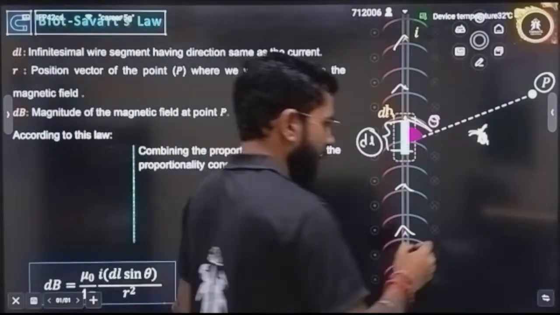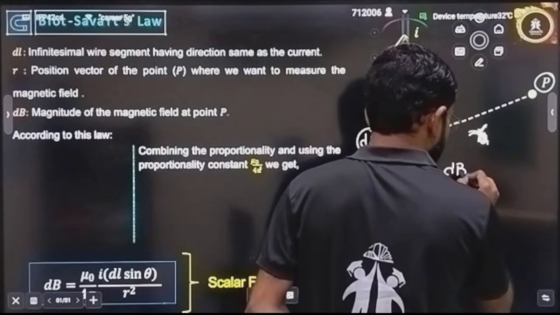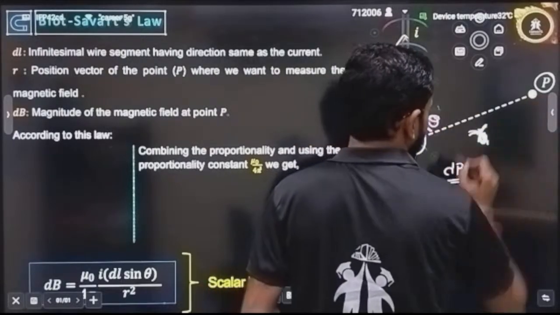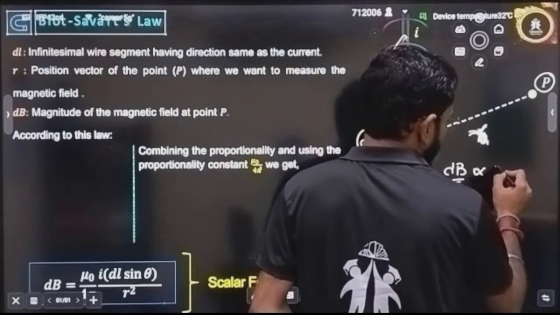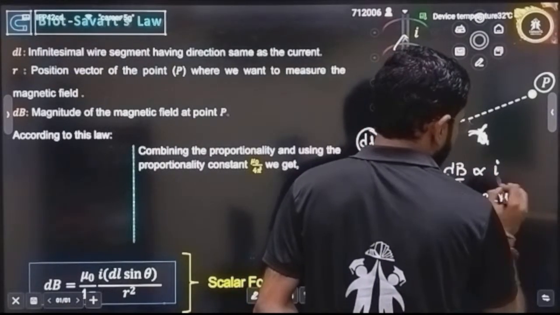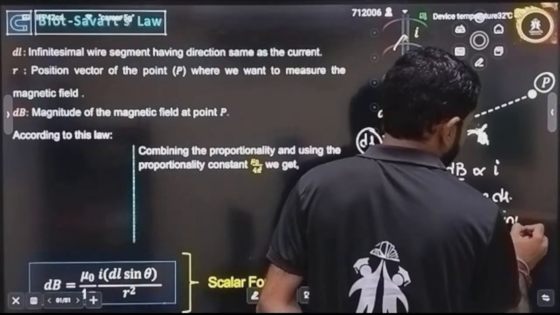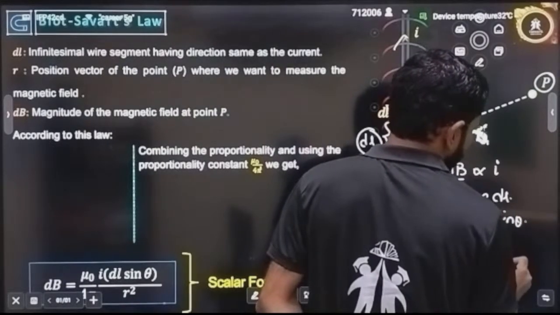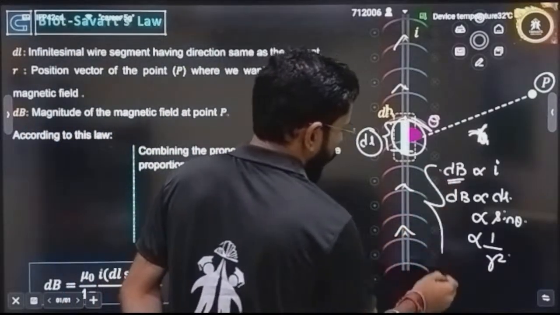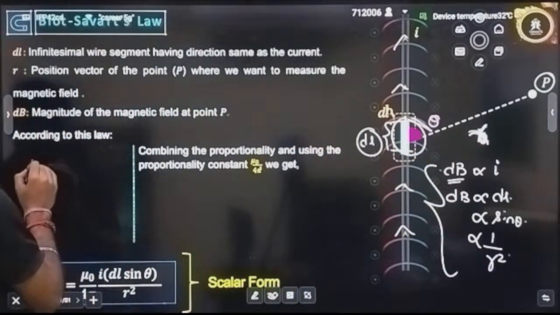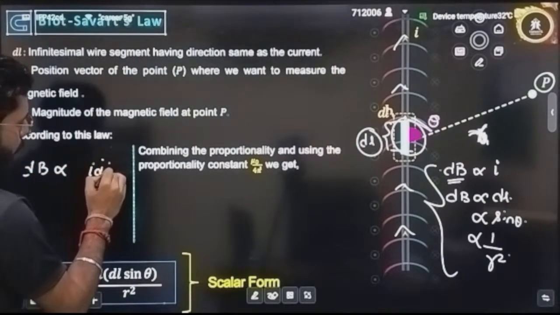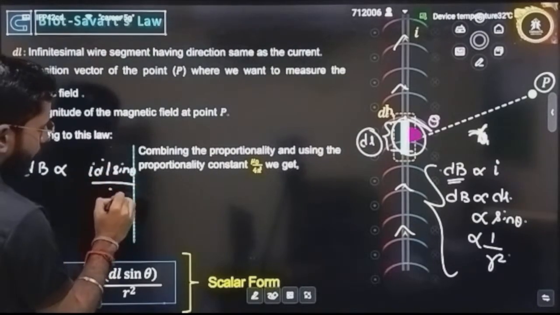Biot-Savart's law states that due to this small element, the small magnetic field that is going to come here is directly proportional to the current I. It is directly proportional to the length of this element dl. It is directly proportional to sine of theta, and it is inversely proportional to the distance r square. Combining all these three things gives dB proportional to I dl sine theta divided by r square.